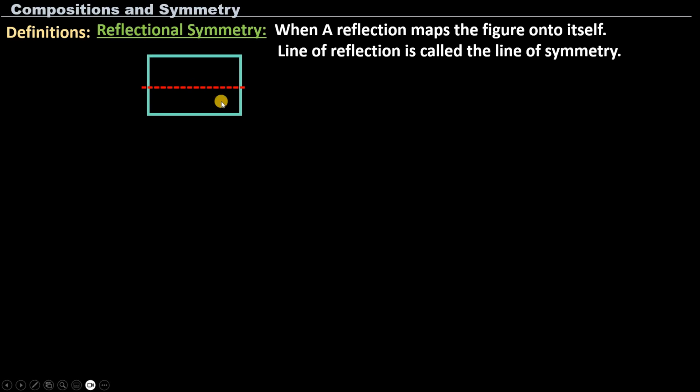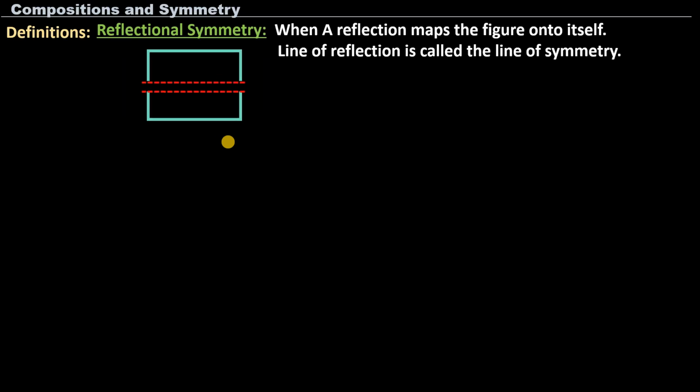If you went diagonal with this rectangle, this corner would not be matching up with anything. This corner would not be matching up with anything. Only going horizontal and only going vertical allows you to perfectly cut this rectangle symmetrically along those lines.